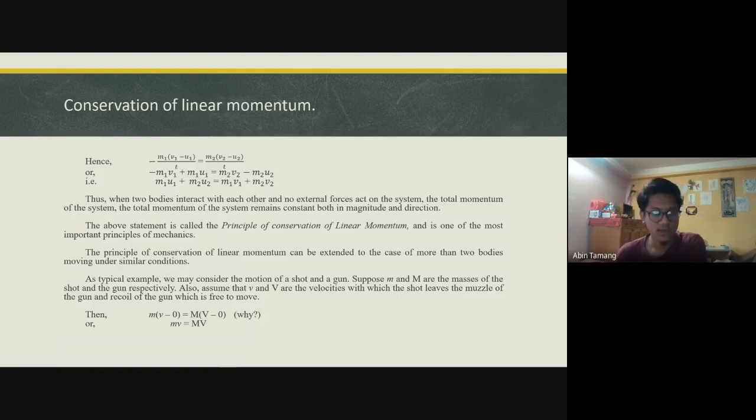of mechanics. The principle of conservation of linear momentum can be extended to the case of more than two bodies moving under similar conditions. As a typical example, we may consider the motion of a shot and a gun. Suppose small m and capital M are the masses of the shot and the gun respectively. Also, assume that small v and capital V are the velocities with which the shot leaves the muzzle of the gun and the recoil of the gun which is free to move. Then m times v minus 0 equals M times V minus 0. Therefore, we can say that mv equals MV. Now, that's the end of this topic.